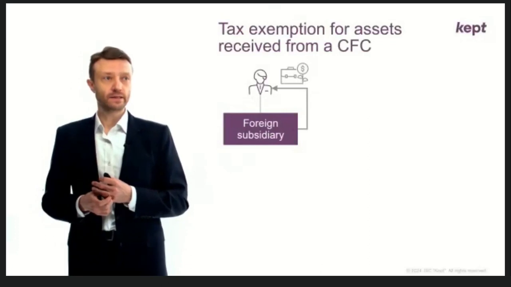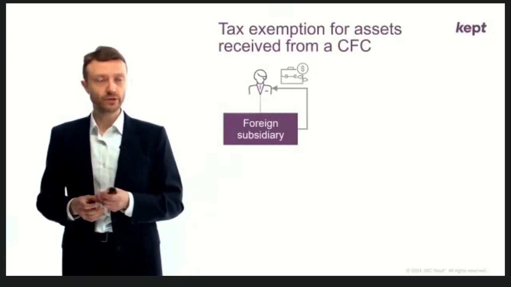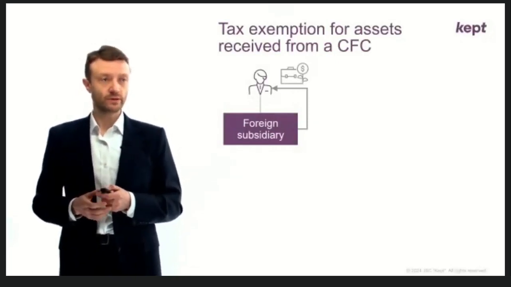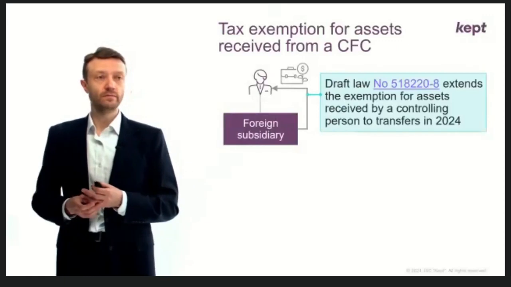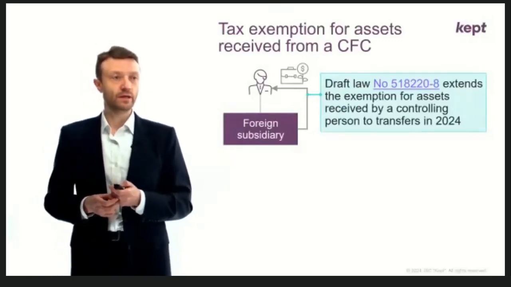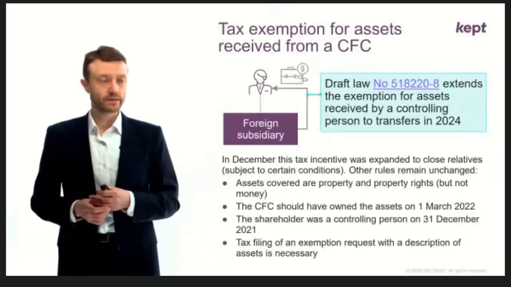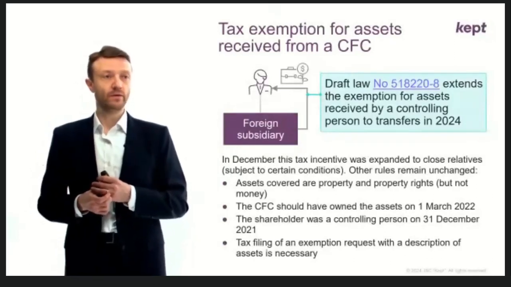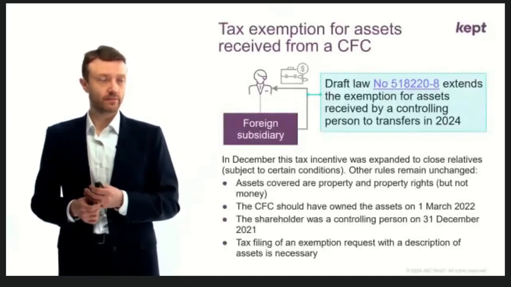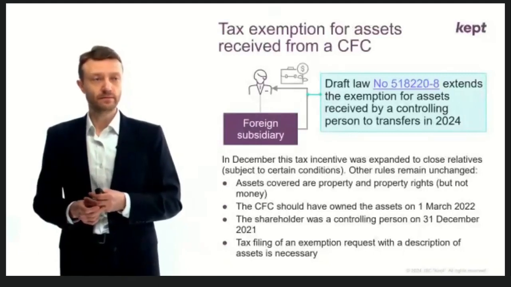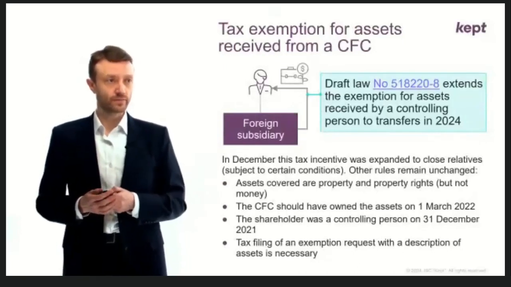And finally, tax exemption for assets received from a CFC. This is the exemption which was available to Russian tax residents for a couple of years, 2022 and 2023, and it's likely that it's going to be prolonged to 2024, which allows to basically receive assets free of charge and without paying income tax from foreign subsidiaries of Russian shareholders. The conditions are more or less the same, and it can be considered to use it. And in restructuring projects, we see this exemption being used.